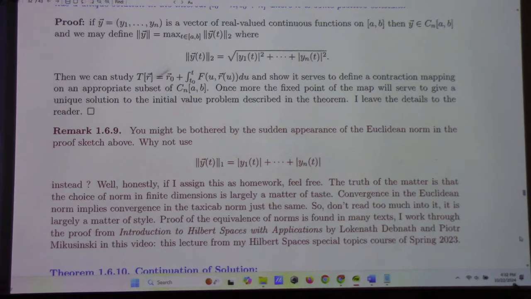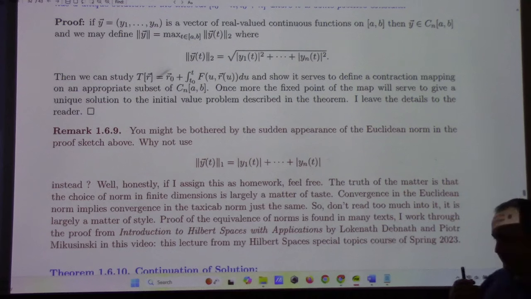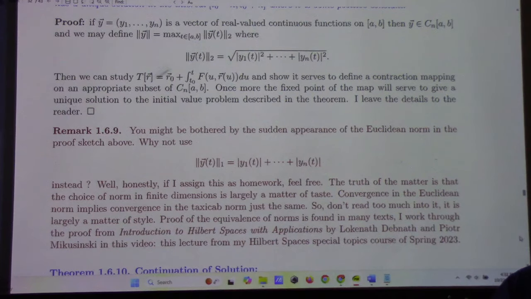In the finite dimensional context, if you're in a finite dimensional normed linear space, convergence of a sequence with respect to any choice of norm implies convergence of that sequence with respect to any other choice of norm. This is a special property of finite dimensional normed linear spaces. As such, you have freedom to choose whichever norm you like. The proof of that is not entirely trivial.